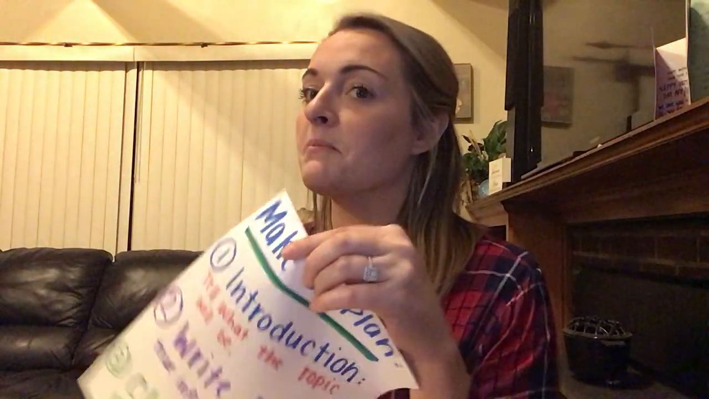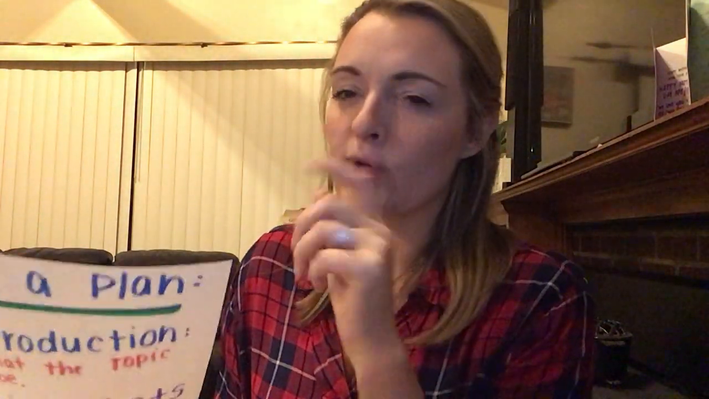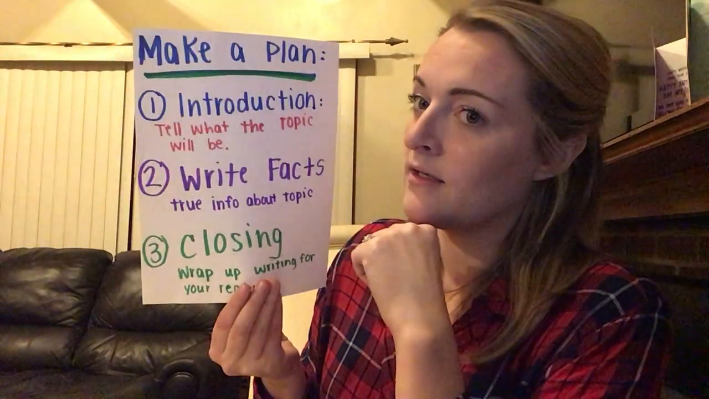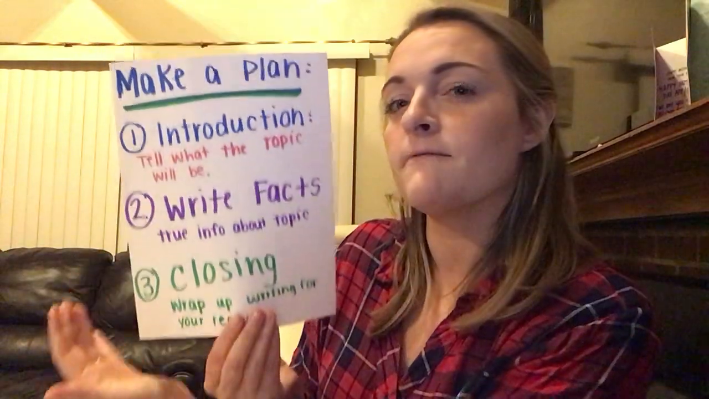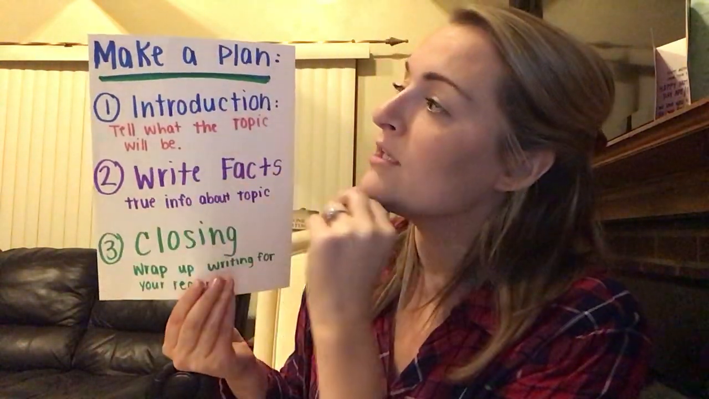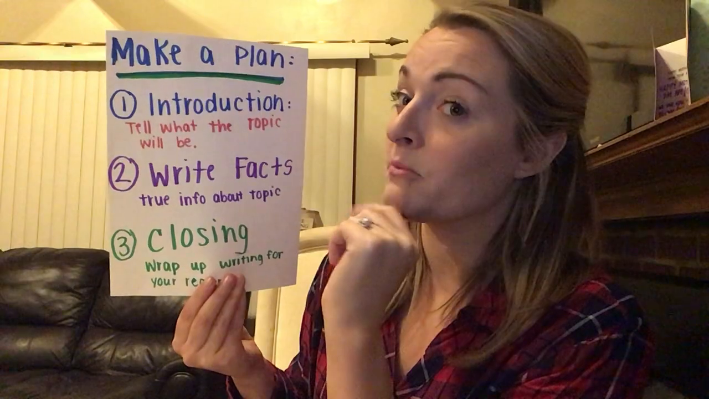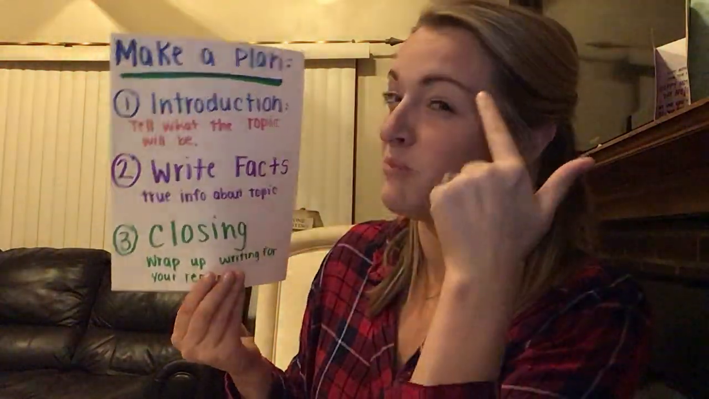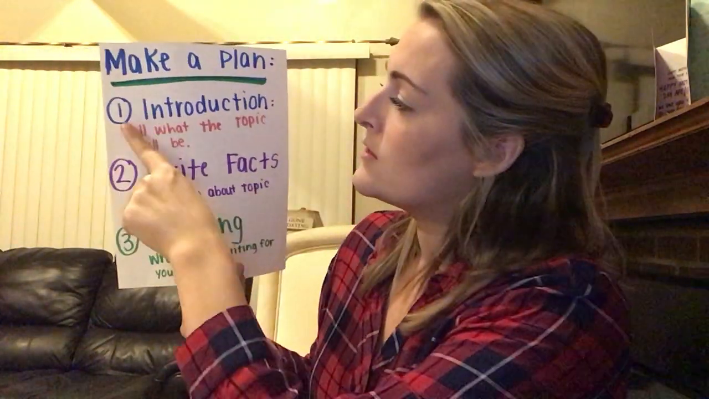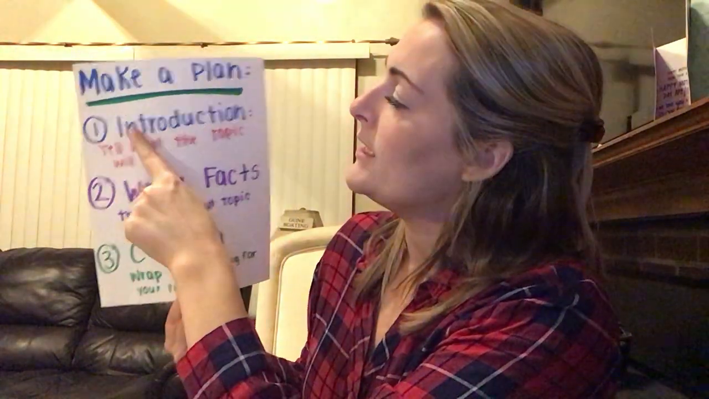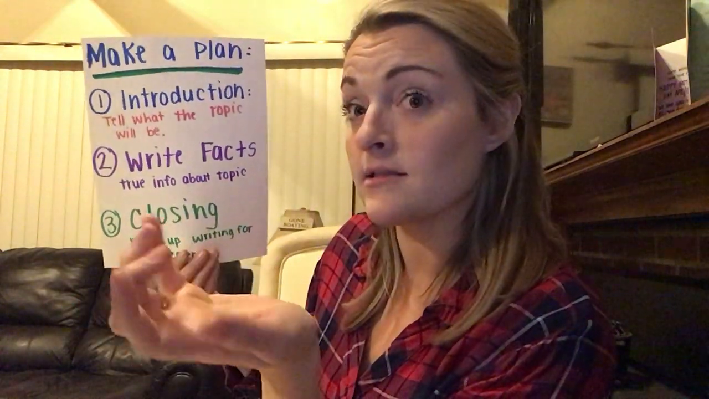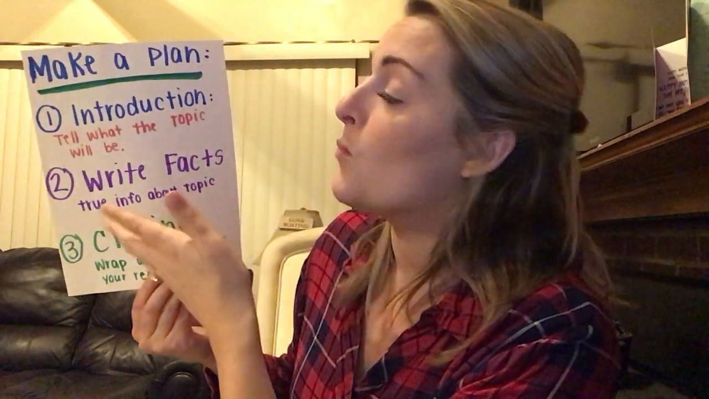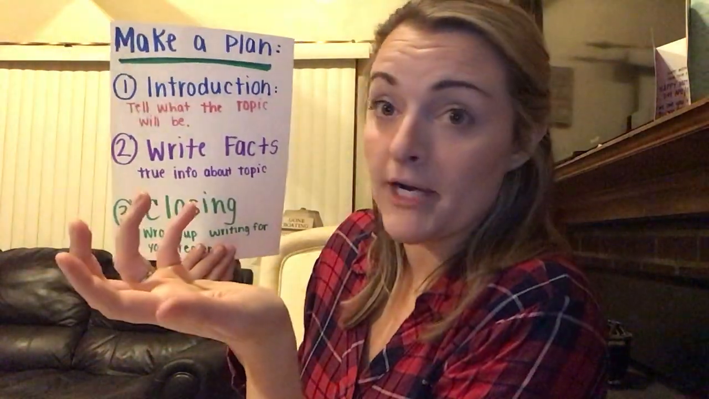Then after you pick a topic, you need to make a plan. Before you start writing, really, really great authors, they make a plan. And when you make a plan, you write the 3 things that you're going to focus on when you are writing about your topic. So remember, I'm writing about clouds. That's the topic that I brainstormed and chose. So the first thing I want to do is write an introduction. And an introduction will tell my reader, or my audience, the people that are looking at the story, what the topic will be all about.